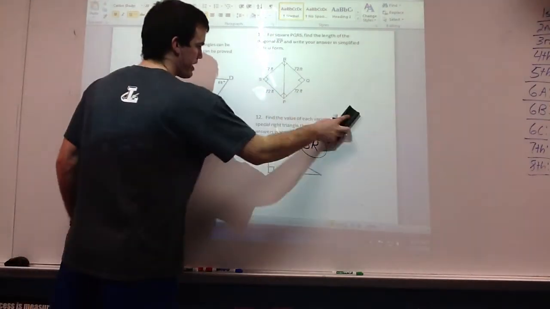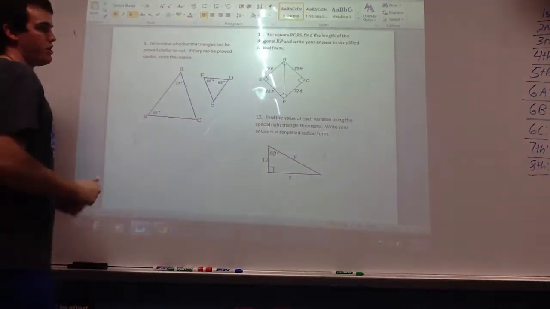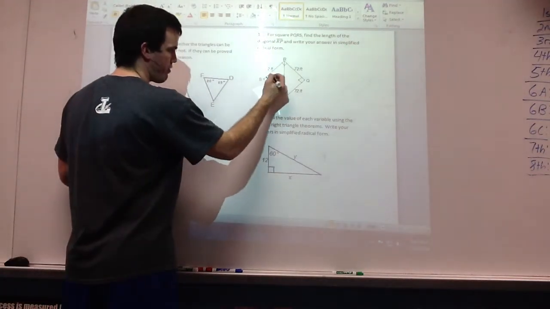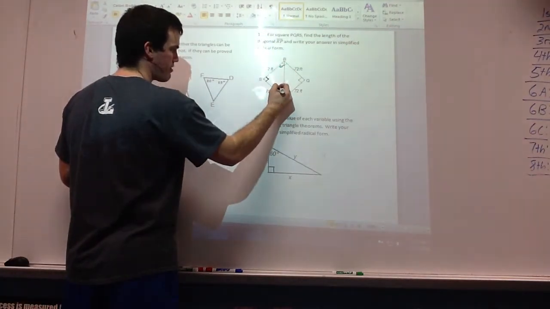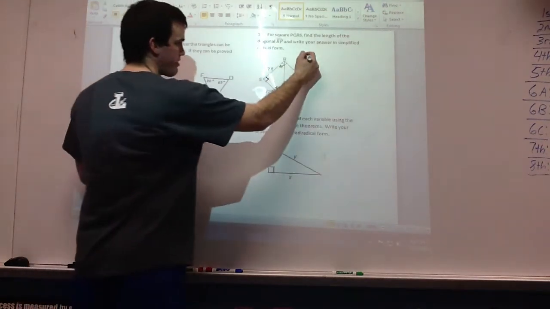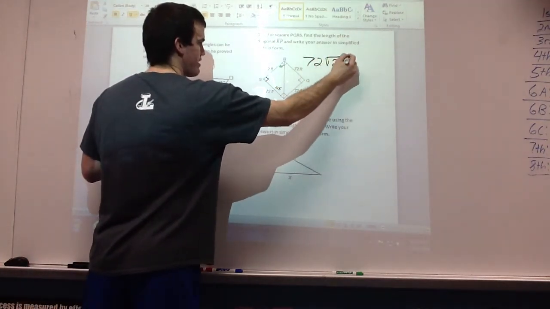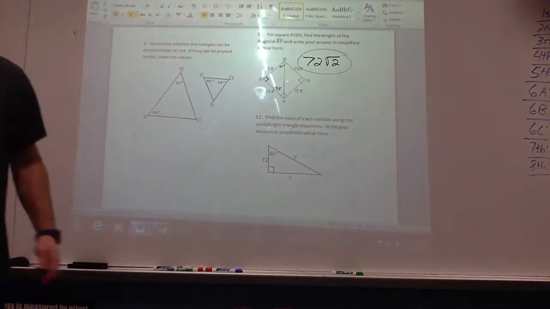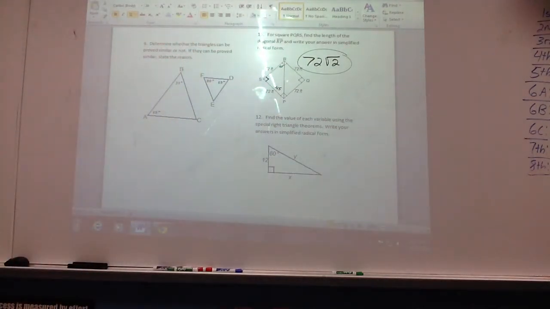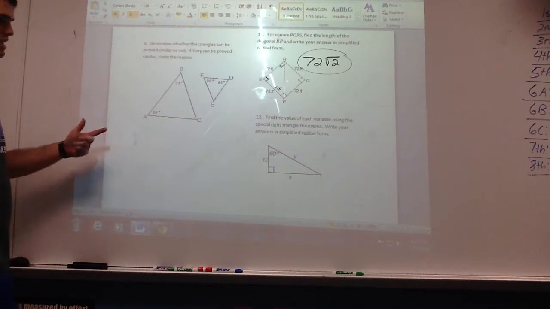Number 11, when looking at this, you have to find that this is a 45, 45, 90 right triangle. To find the hypotenuse, I take the side and multiply by the square root of 2. So take the side, multiply by the square root of 2. So that's the answer to number 11.